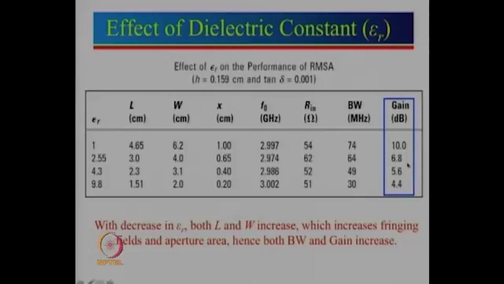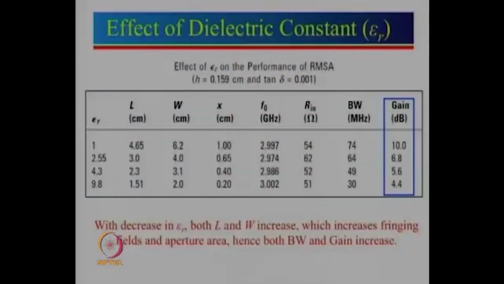Now, there is an interesting thing: for epsilon r equal to 1, gain is around 10 dB, for 2.55 gain is around 6.8 dB. Now, think this way: if you have to design an antenna, 2.55 is a very expensive substrate, whereas epsilon r 1 corresponds to air. So, if you design an antenna for air, you can get very good gain, and also very good bandwidth. The only problem is how do you have a metallic plate suspended in air. We will see the techniques of how to make that metallic plate suspended.